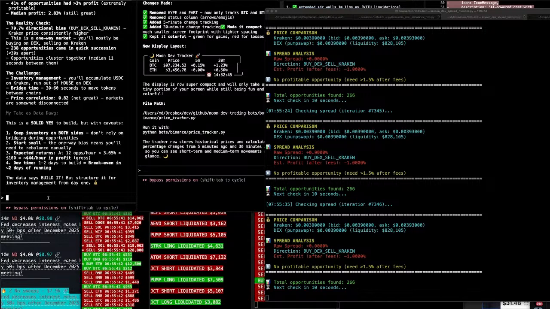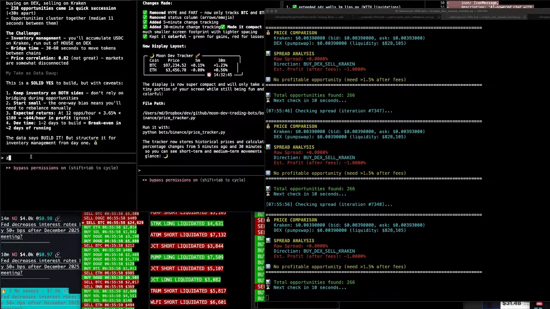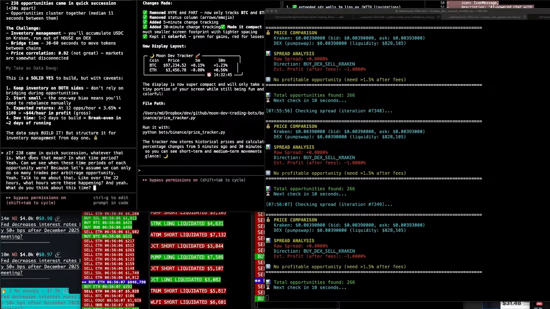So if 238 came in quick succession, what does that mean? In what time period? Can we see when the time periods of each opportunity were? Because let's assume we can only do so many trades per arbitrage opportunity. Talk to me about that. Over the 22 hours, what hours were these happening? And what do you think about this time?